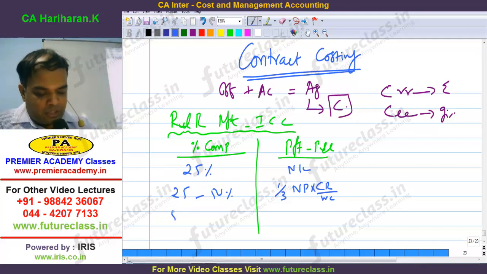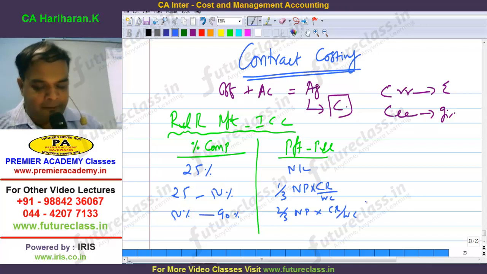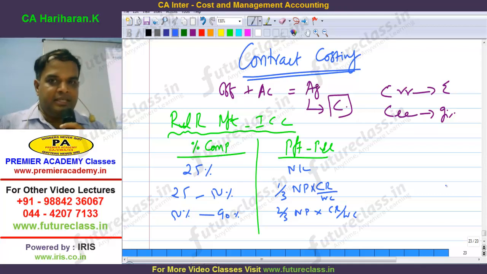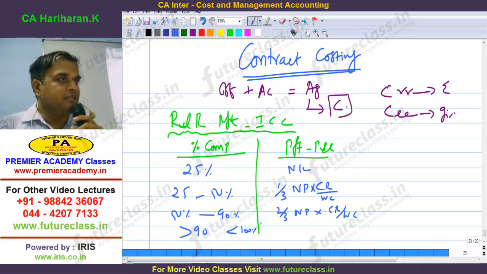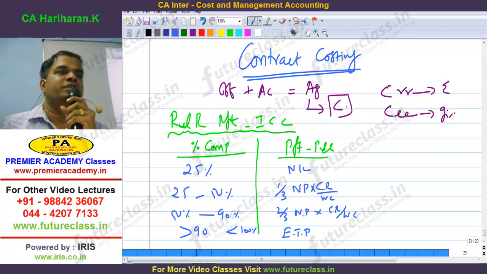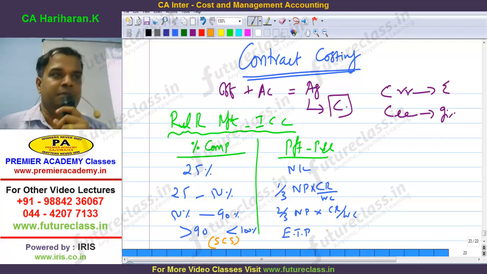If the degree of completion is between 50 and 90%, recognize 2/3 of the notional profit into cash received by work certified. If the degree of completion is more than 90% but less than 100%, then we have to go by way of ETP, the estimated total profit method. This is called the substantial completion stage, the circumstance in which we use ETP.